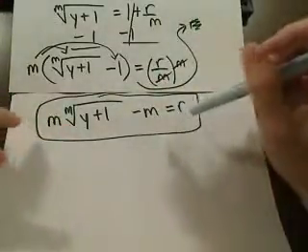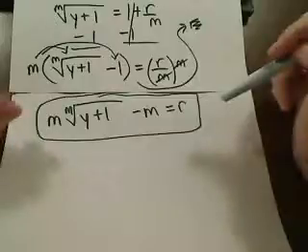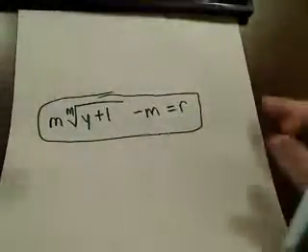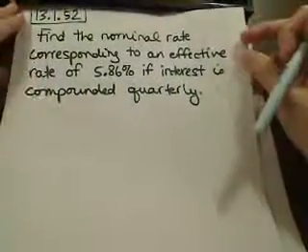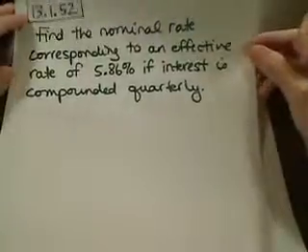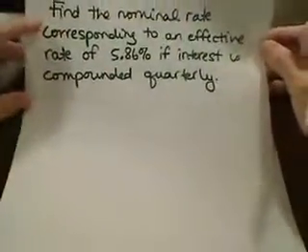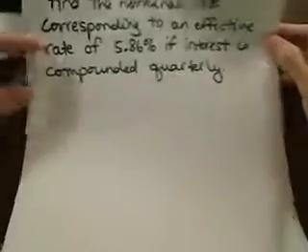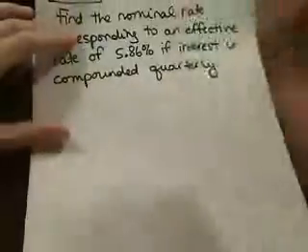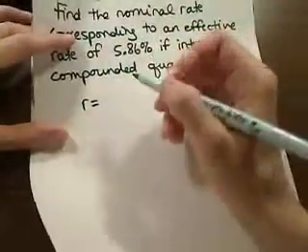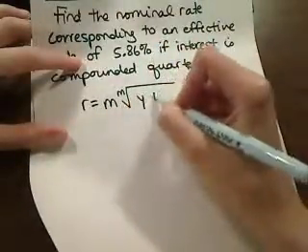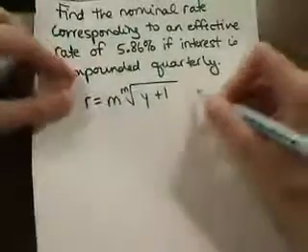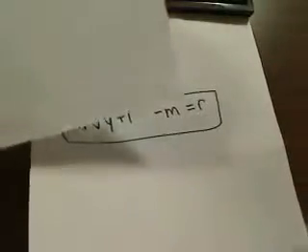Okay, so we're actually going to use this formula in the next problem, which is 13.1.52. So I'll just move to that problem now. So this problem is asking us to find the nominal rate corresponding to an effective rate of 5.86% if interest is compounded quarterly. Okay, so we're actually using this formula. That's why they had you calculate that first. r is equal to m times the mth root of y plus 1, and then we have minus m off the end there. Okay.